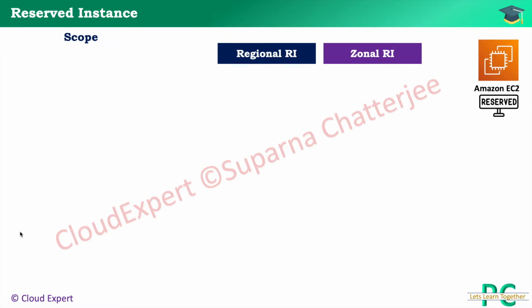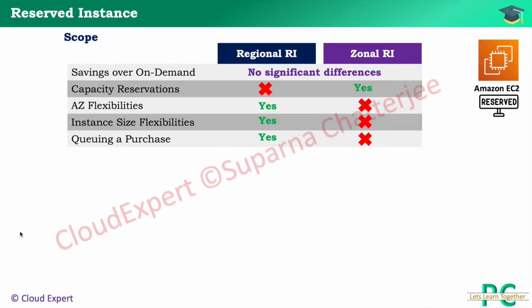Now let's review what the differences are. In terms of savings over on-demand, there is no significant difference. But in terms of reserved capacity, a regional reserved instance does not give any capacity reservation. In terms of availability zone flexibility, a regional reserved instance provides availability zone flexibility. That means if you purchase a reserved instance for a region, you will be able to launch in any availability zone, which is not true with zonal, where you are tied to a particular availability zone.